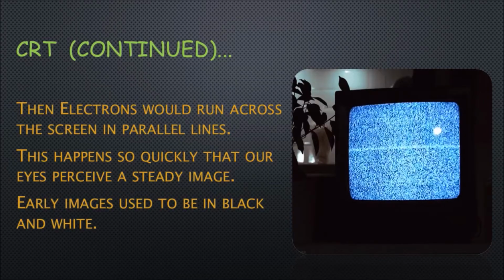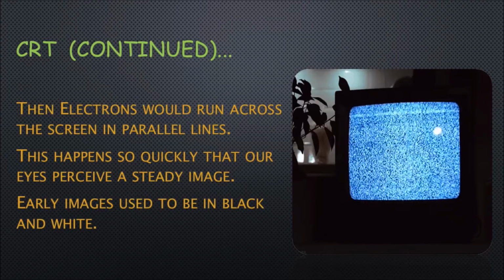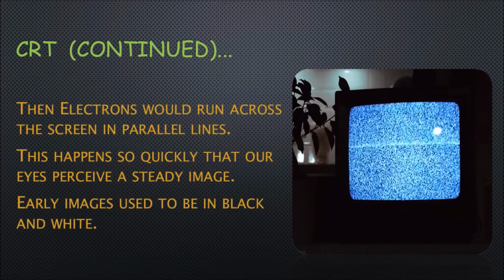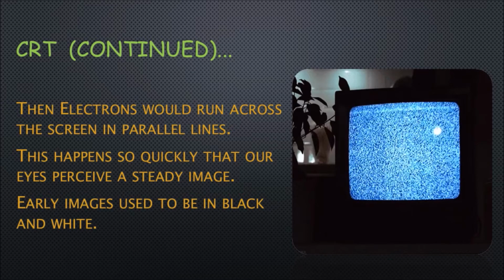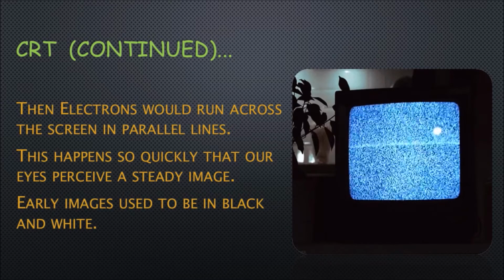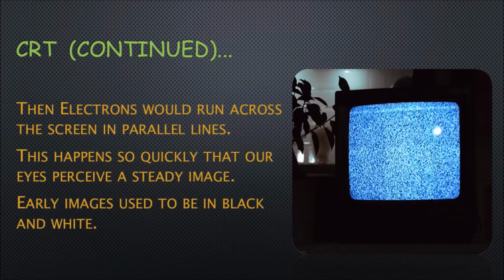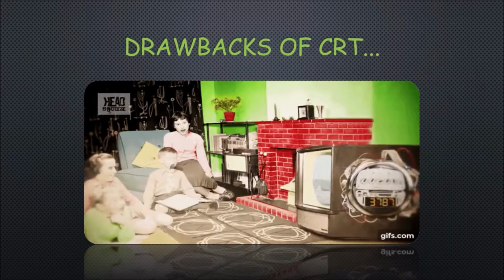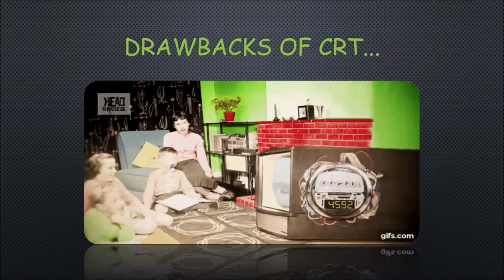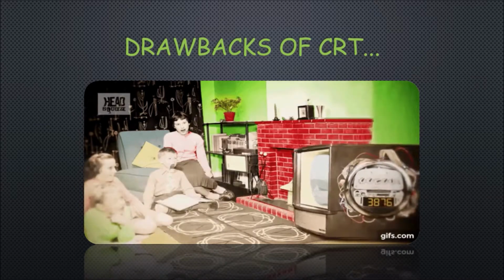Then the electrons would run across the screen in a series of parallel lines, and the eyes on the other side of the display perceive a steady image. Early television had one of these electron guns, that means images used to be in black and white. But as the demand for bigger television and sharper images increased, CRT started to face a number of problems.